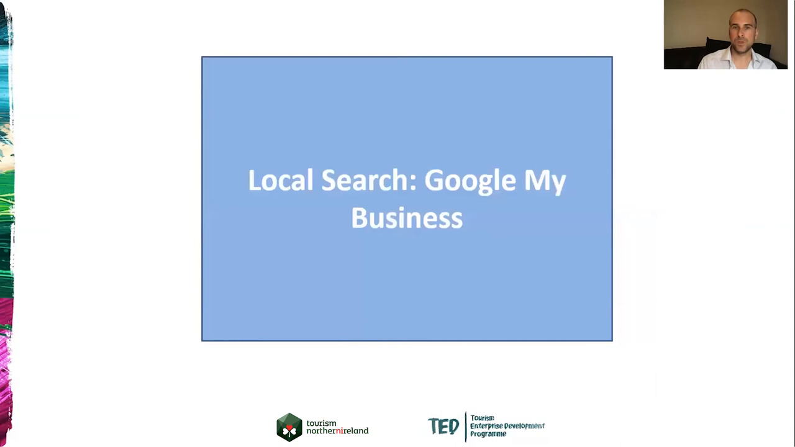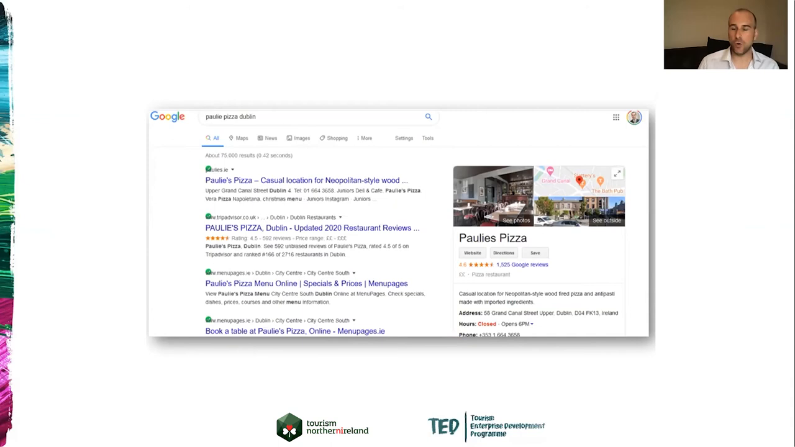So let's take a look at local search and Google My Business. So Google My Business, you're probably familiar with, is the free listing that Google gives to all businesses with a physical location, and to help that business just describe a bit more about what they do and provide content, and also allow people to make reviews and links through to their website.